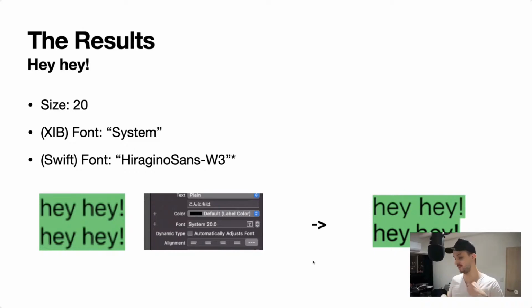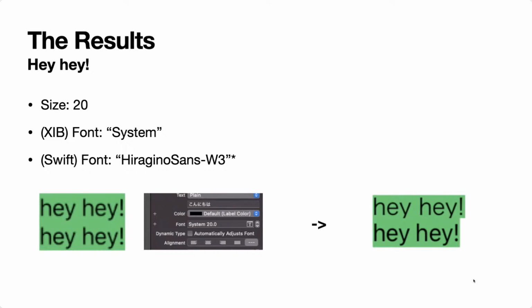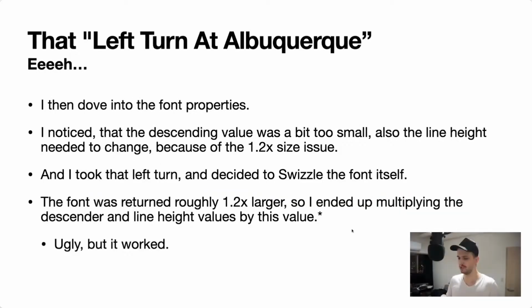If I set the initial advice aside and jacked the font size down a little bit anyway, it actually didn't restore the clipped descender or ascender characters. So I decided to investigate a little bit further. Now we're on to this one. Diving into the font itself, yes, the descending value was a bit too small and the line height needed to change, because of the 1.2x size issue.